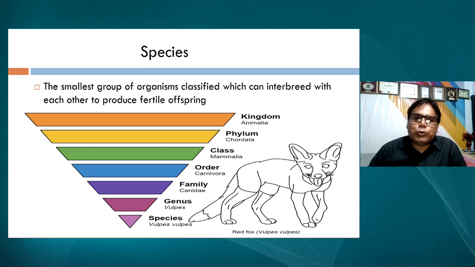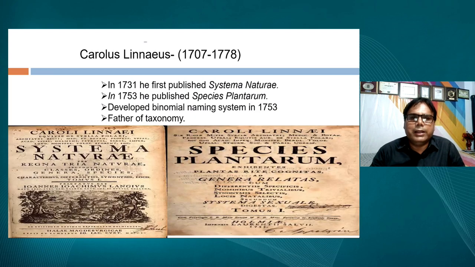Basically, taxonomy is made up of two words. One is known as taxis, and another word is known as nomos. So taxis means arrangement, and nomos or nomology is known as law. So the literal meaning of taxonomy is law of arrangement. So the science of classification is known as taxonomy. So let us, friends, move to the next topic.